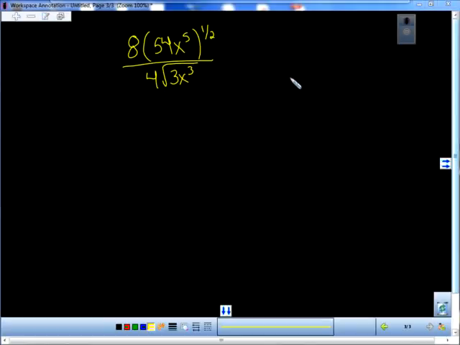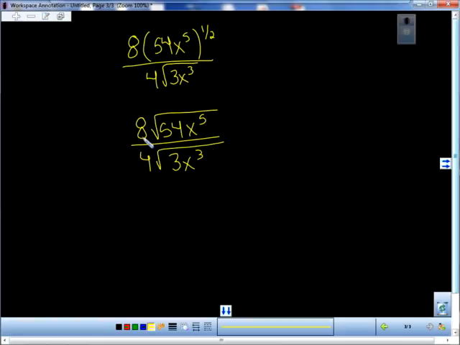In this problem, we're going to divide an exponential expression by a radical expression. To do that, the first thing, just like the multiplication problem, I'm going to convert them both into radical form. So I have 8 square root of 54x to the 5th over 4 square root of 3x cubed.